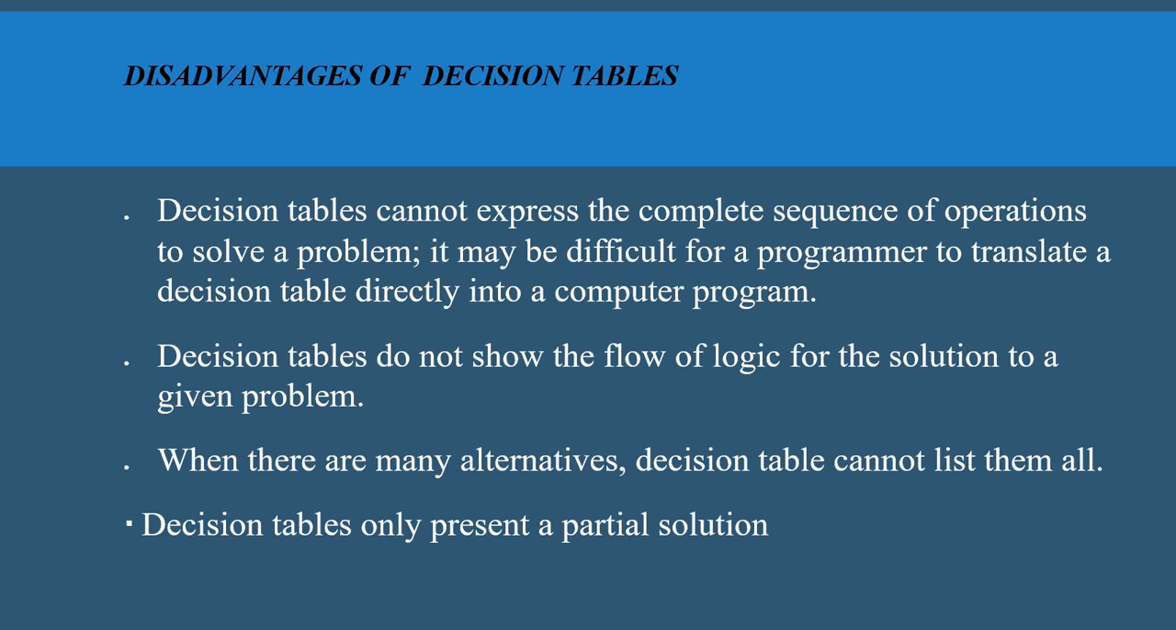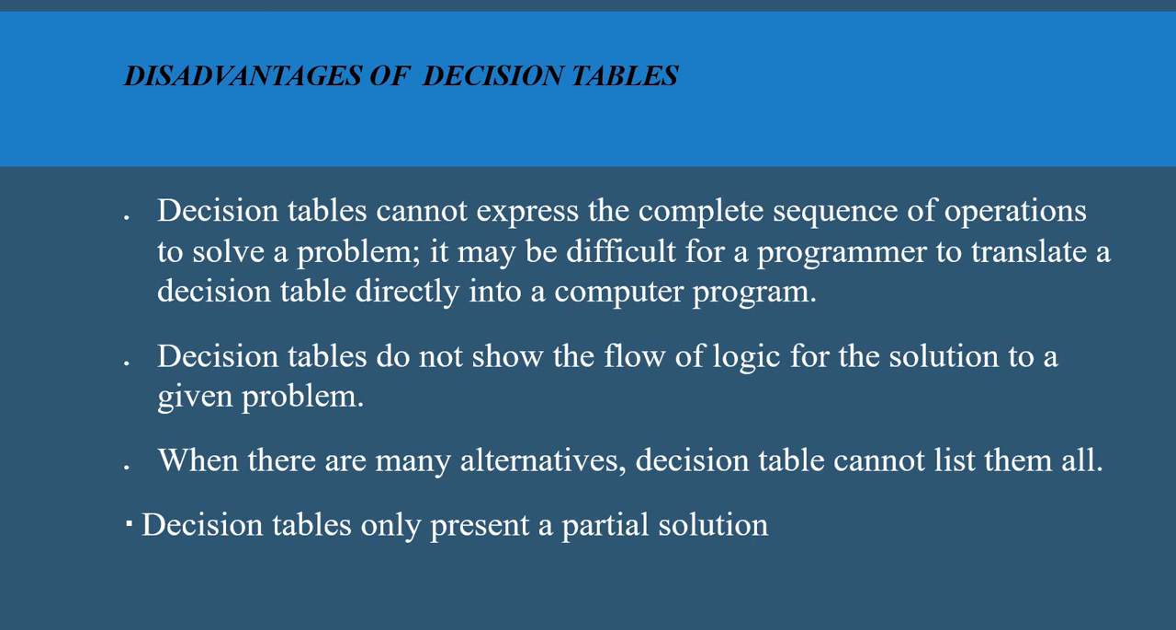The limitations of decision tables are that decision tables cannot express the complete sequence of operations to solve a problem. It may be difficult for a programmer to translate a decision table directly into a computer program. Next limitation of decision tables is that they do not show the flow of logic for the solution to a given problem, right?